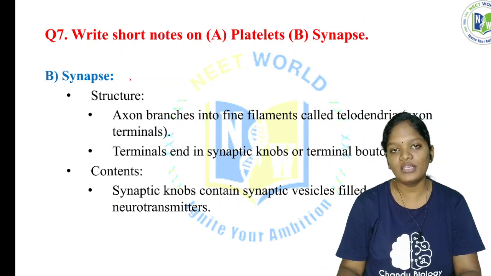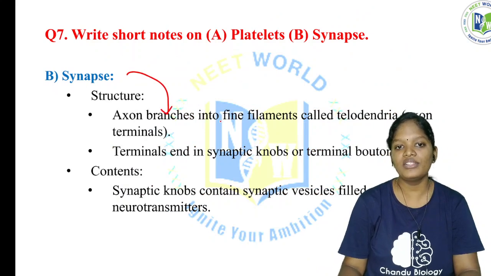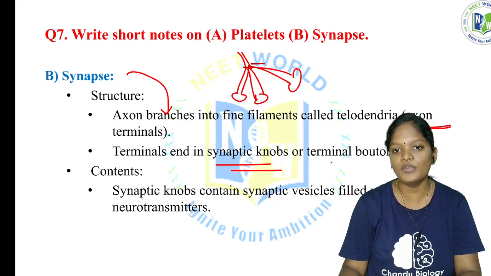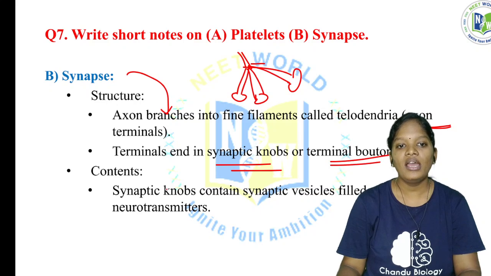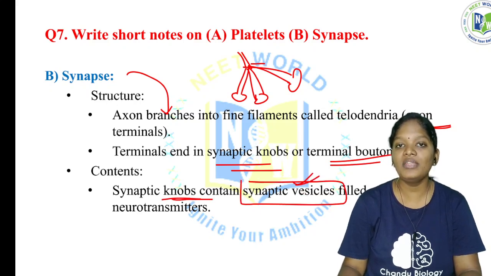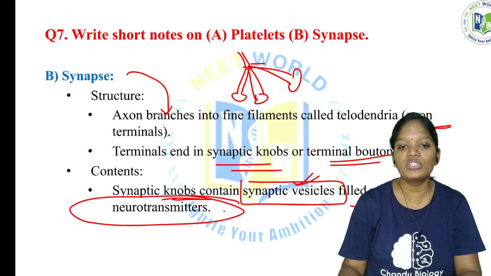Just now we studied the neuron. With the axon branches, this is an axon, and here there are thin fine filaments. These are the telodendria, which we call axon terminals. At the terminal end we have a knob-like structure, called a synaptic knob or terminal button. In the synaptic knob there are synaptic vesicles, and these synaptic vesicles are filled with neurotransmitters.